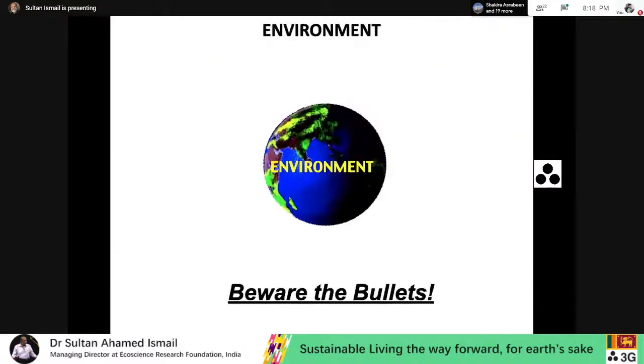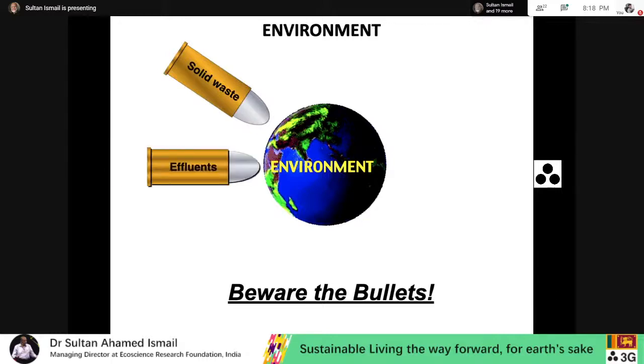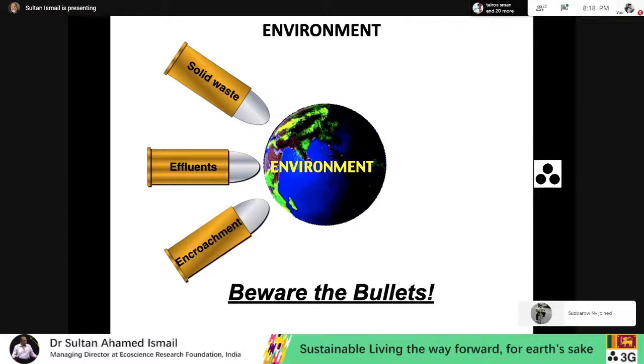Today, the environment is attacked by 6 major bullets. 1, solid waste is a problem. 2, effluence is a problem, industry and other places. 3, encroachment. Rich people have the daring as well as the influence to occupy positions which they're not supposed to occupy. They occupy wetlands, they do constructions on wetlands, they do all sorts of things. For example, Subbarao and his group have been fighting for the hilly region of Penang. So all these problems happen over there as encroachments.